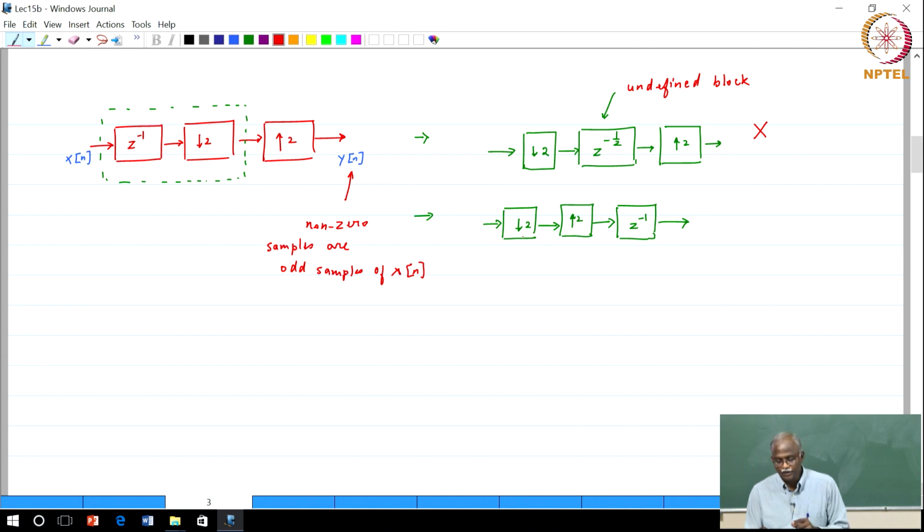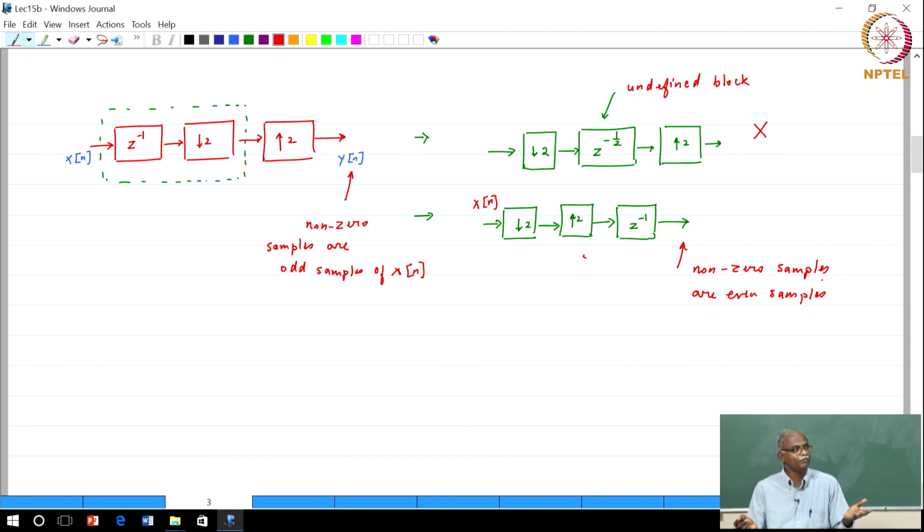two are not equal, because now you take x of n, downsample and upsample by a factor of 2, that means a comb function. What is retained? Even samples. You delay it by 1 unit of time, what will still be retained? Even samples. So the non-zero samples at this point are the even samples of x of n. So clearly these two are not the same.